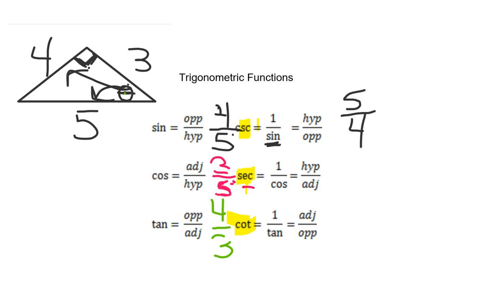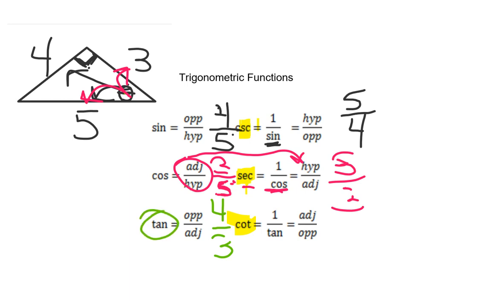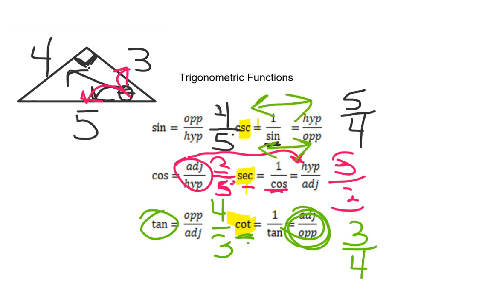Same thing for secant. Secant is going to be the reciprocal of cosine. Cosine's adjacent over hypotenuse, which means that secant is going to be hypotenuse, 5, over adjacent, which is 3. So I'll have 5 over 3. And my tangent and my cotangent have the same relationship. Tangent's opposite over adjacent. My cotangent is going to be adjacent over opposite. Adjacent over opposite would be 3 over 4. And you can see when they're lined up next to each other, they're just the reciprocals of each other. We flip our fractions.